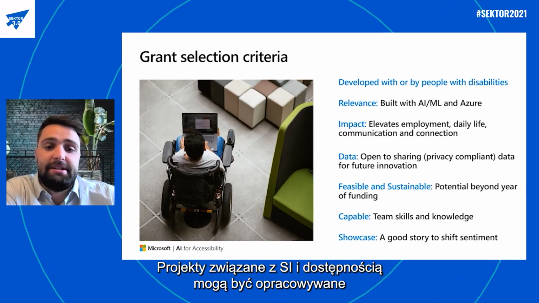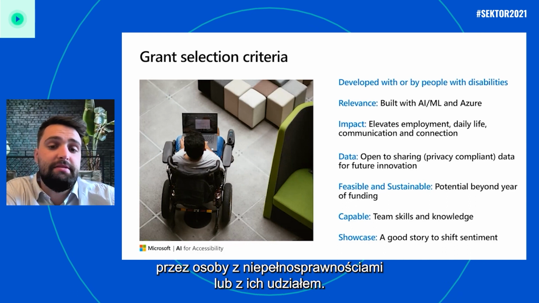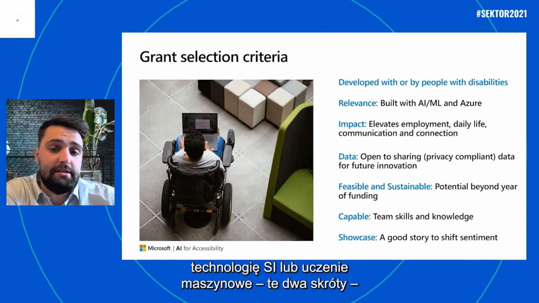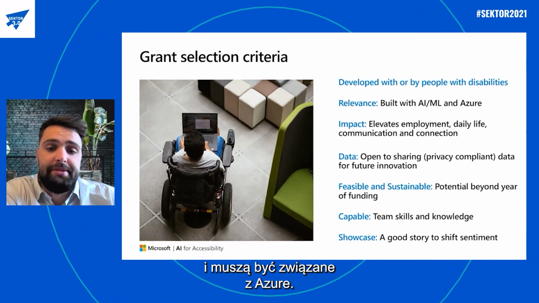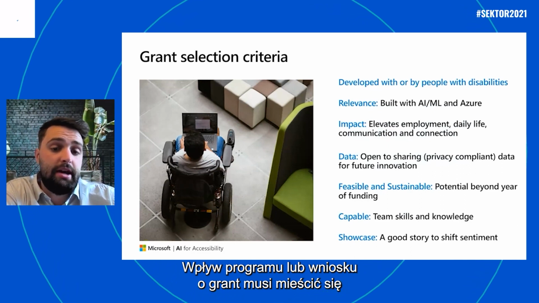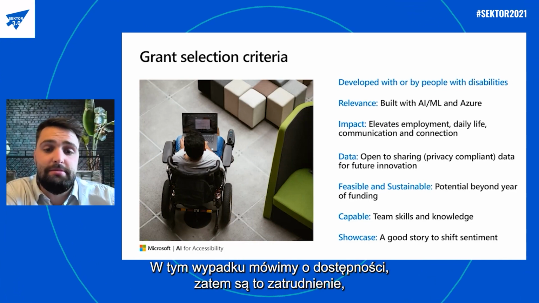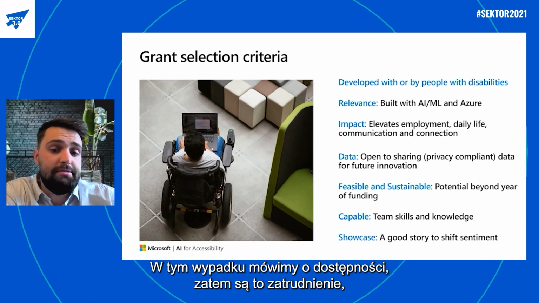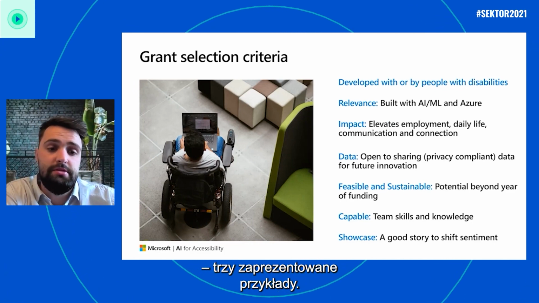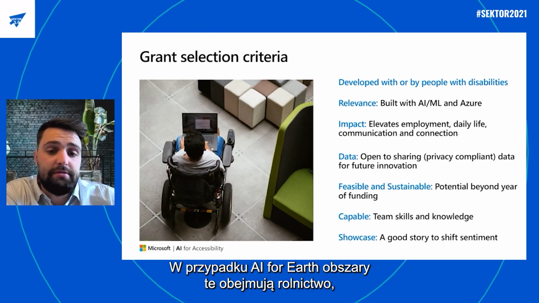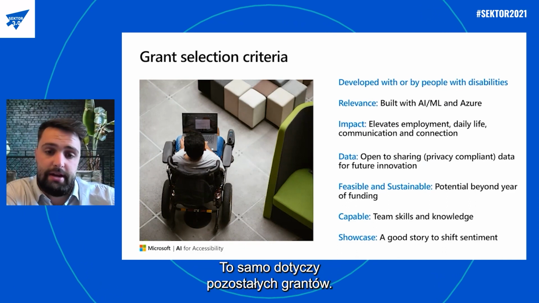So for example, it could be developed with or by people with disabilities if we're looking into AI for accessibility. The relevance is that it has to be built with either AI or machine learning, the two abbreviations here, and then it has to interact with Azure. The impact of the program or a grant proposal, that it has to be within one of our 3 focus areas. This is only accessibility. So elevating employment, daily life tasks, or communication and connections, which are the 3 examples that I also showed you. In, for example, AI for Earth, these would be within agriculture, water, biodiversity, or climate change, and so on for the rest of the grants.